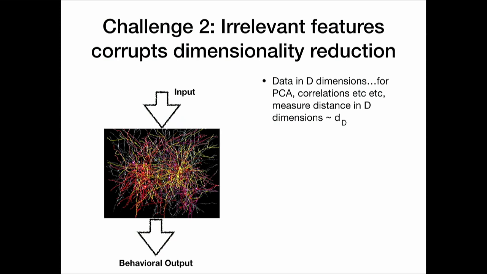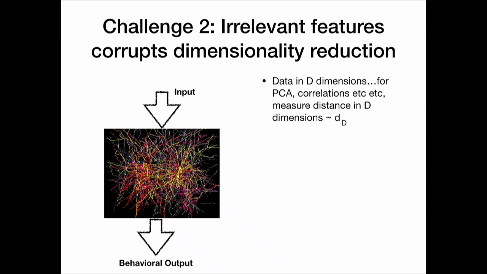Let's say I have D dimensions. I do some PCA. How do I do PCA? I take 2 data points and measure distances between them. So I have this 10 to the 8 dimensional space, and I'm measuring distances between 2 points in this space in D dimensions. Let's say I want to control the damn animal, and only about, instead of 10 to the 8, 15 neurons matter.